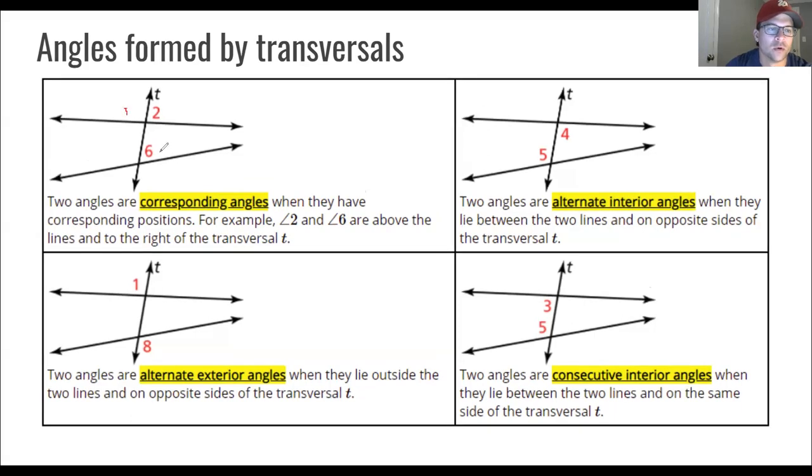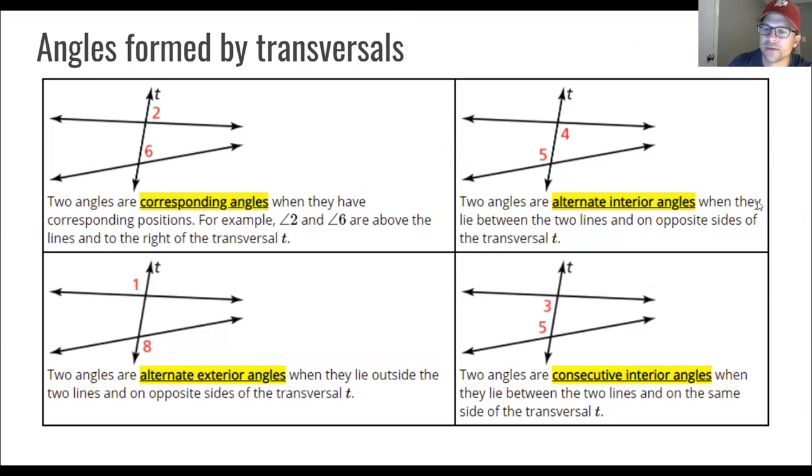You have angle 1 up here in the upper left-hand corner, and then you have angle 5 up here in the upper left-hand corner. There are multiple different corresponding angles. It is not just 2 and 6. So corresponding is in the same position. So upper left, lower right, lower right.